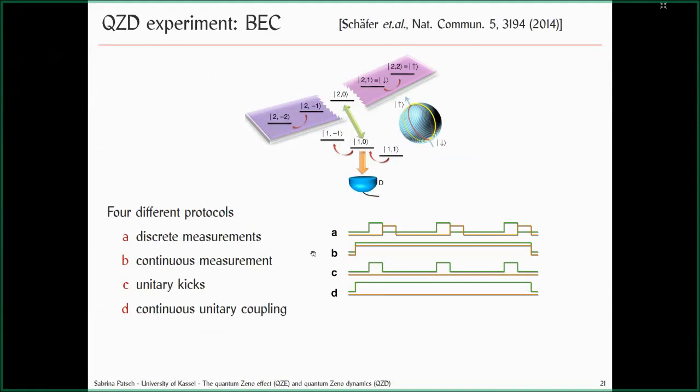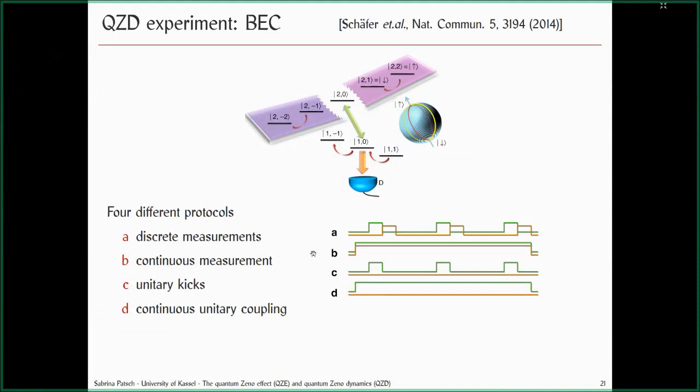Then there's method B, which is continuous measurements. We continuously leave on these 2 pulses. This means we don't have the discrete measurements at a distance of tau, but we continuously switch on both, so we're continuously observing our system. So we don't close the box ever again.